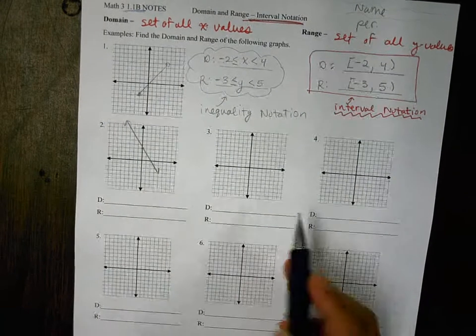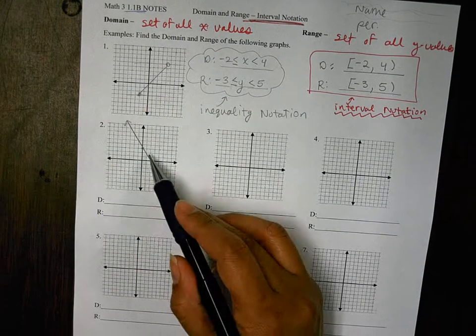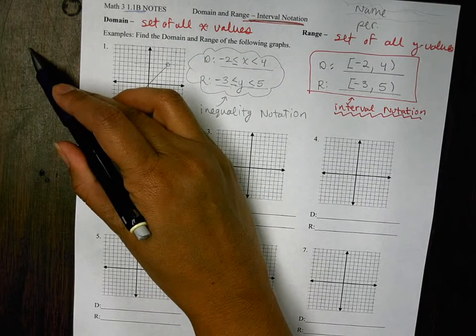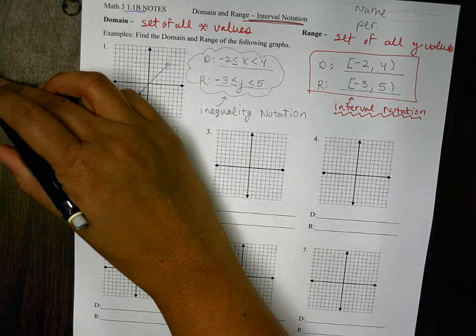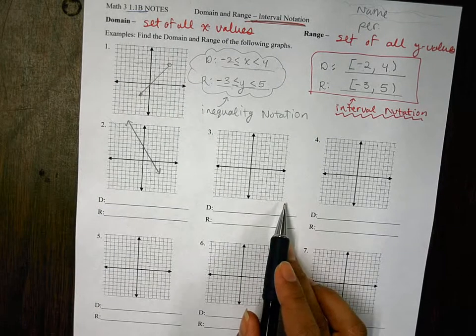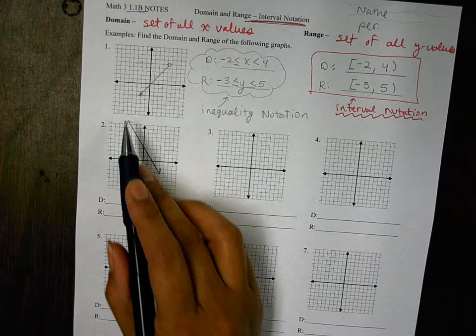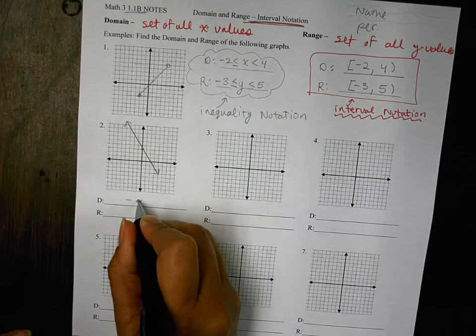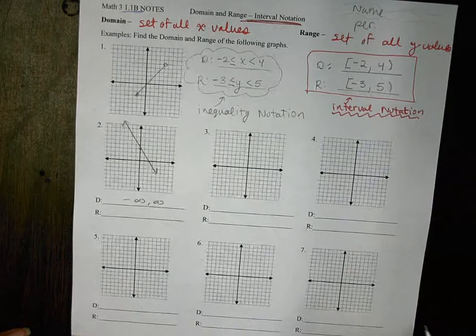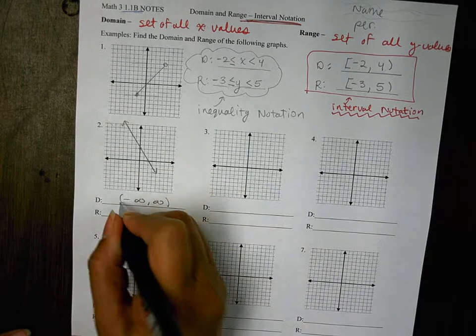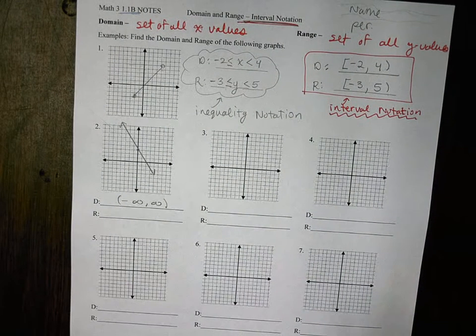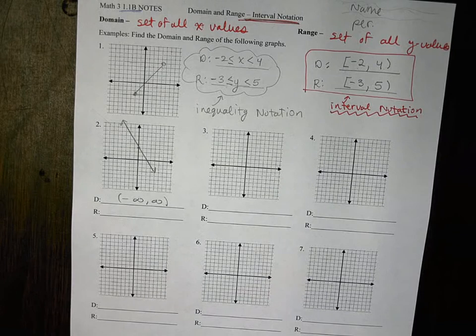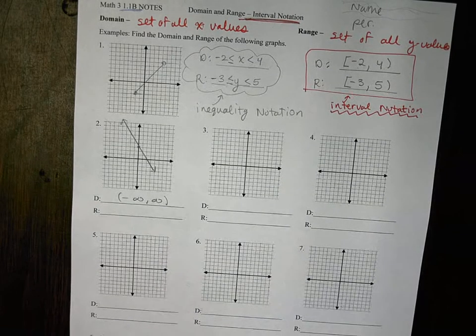Now, how far to the left does it go? It goes left forever. It goes upward, but it's still going in the left direction forever and the right direction forever. Because of those arrows, it's going rightward and leftward forever. So you go like this, -infinity, comma, infinity. And for infinities, you always use parentheses, not brackets.